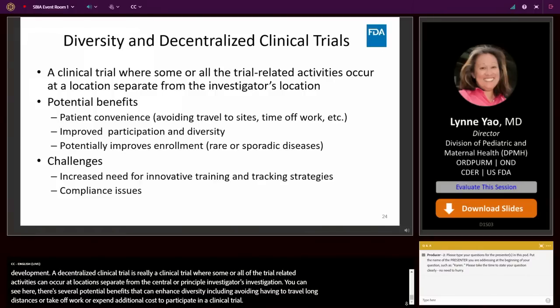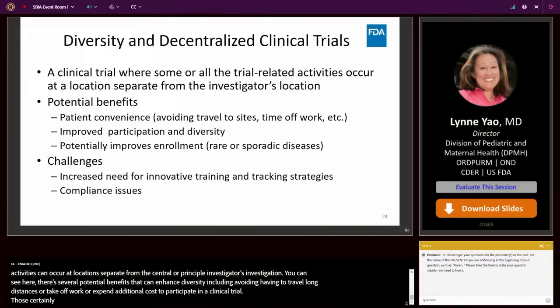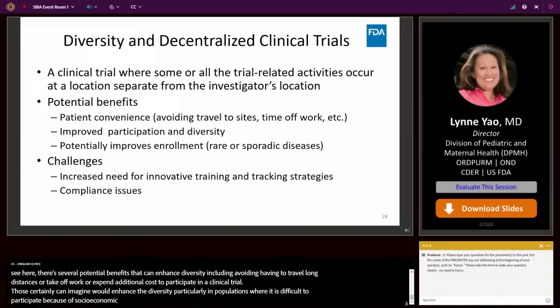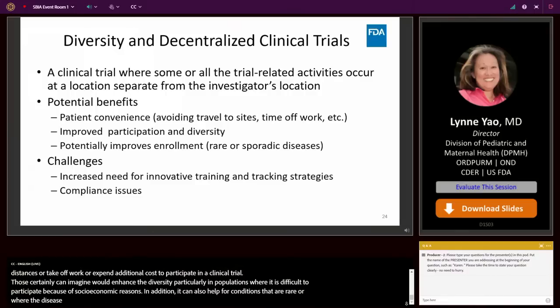Those certainly, you can imagine, would enhance diversity, particularly in populations where it is difficult to participate because of socioeconomic reasons. In addition, it can also help for conditions that are rare or where the diseases are sporadic, so that those assessments can be made very close to the time and the place where some of the symptoms are occurring.